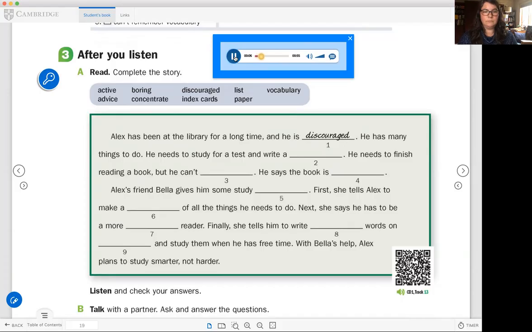Alex has been at the library for a long time, and he is discouraged.